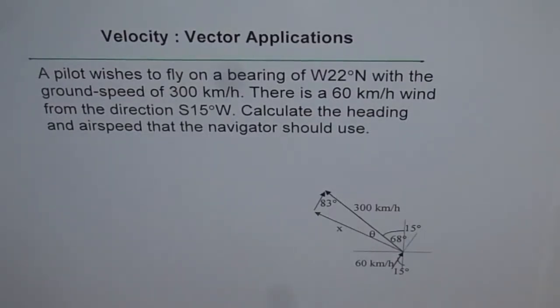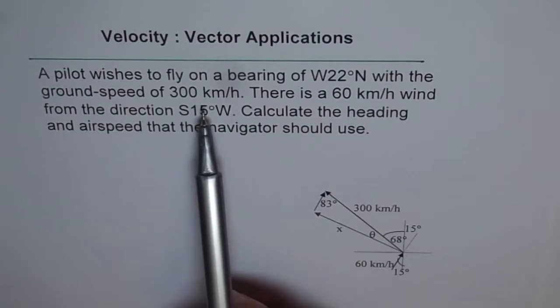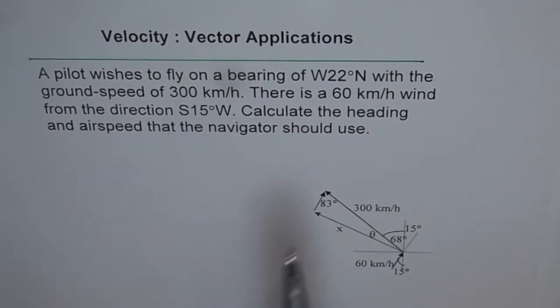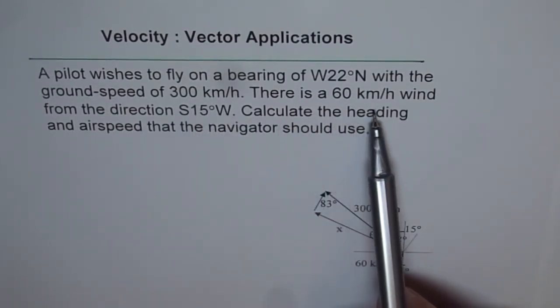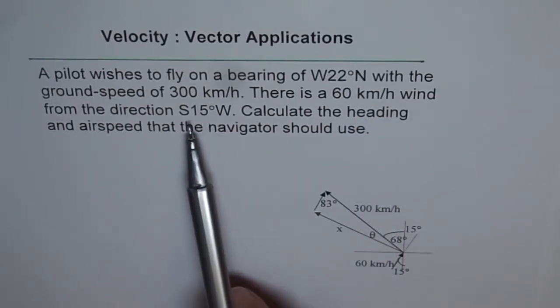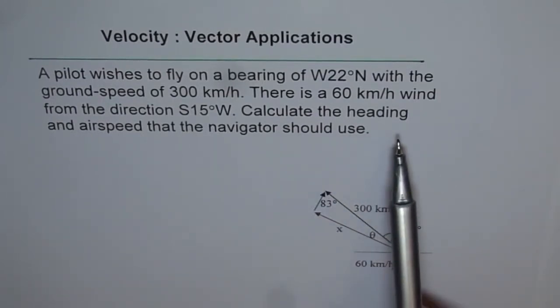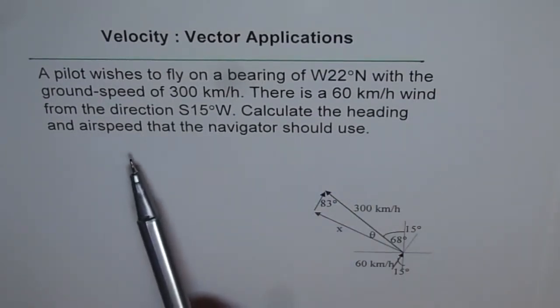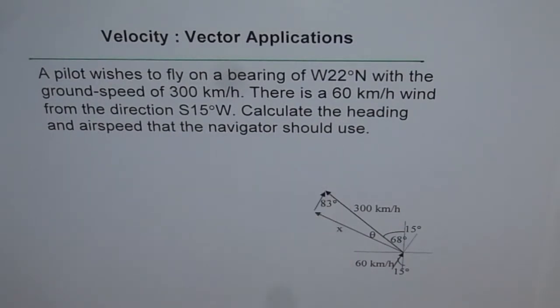Here is a vector application problem involving flight and wind speed. The question is, a pilot wishes to fly on a bearing of 22 degrees north of west with the ground speed of 300 kilometers per hour. There is a 60 kilometer per hour wind from the direction 15 degrees west of south. Calculate the heading and the airspeed that the navigator should use.